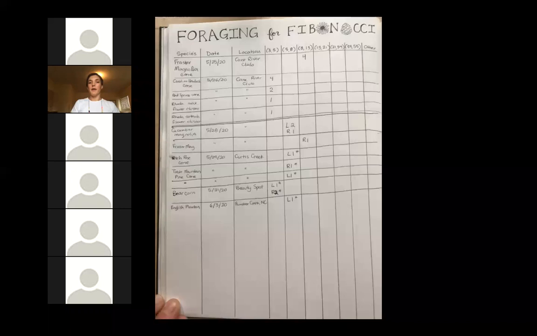And this too would be something fun that you can do on a hike, just to start keeping track of the Fibonacci numbers that you find yourself. And I would love to know what you find.